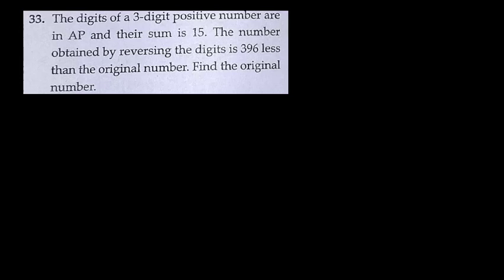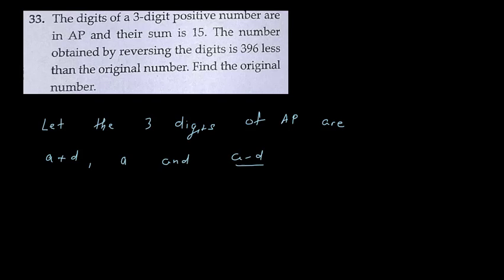So I will say, let the three digits be in AP. The number obtained by reversing the digits is 396 less. When I reverse the digits, I get a smaller number, so that means at the first position I have the bigger digit. So let the three digits be A plus D, A and A minus D.